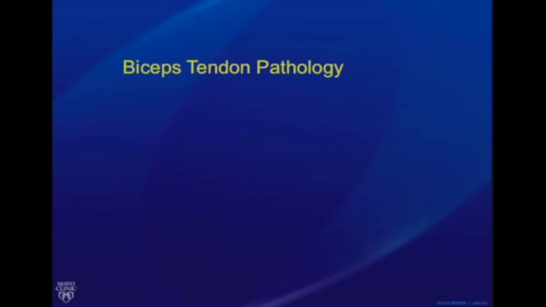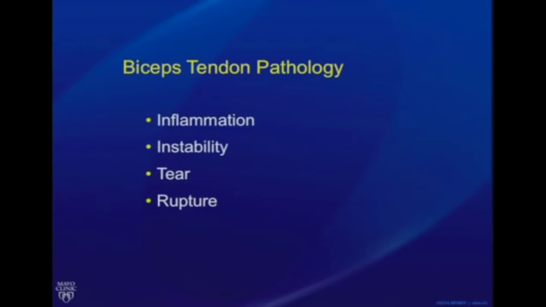We will now look at some biceps tendon pathology, mostly dealing with inflammation, instability, tear, and rupture.